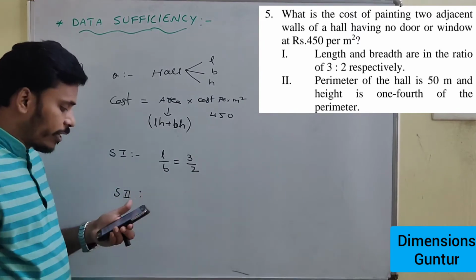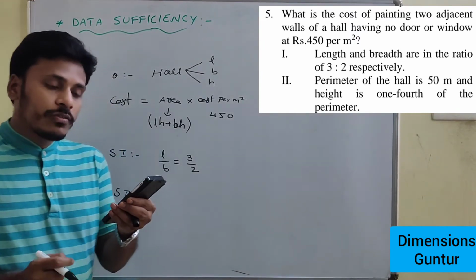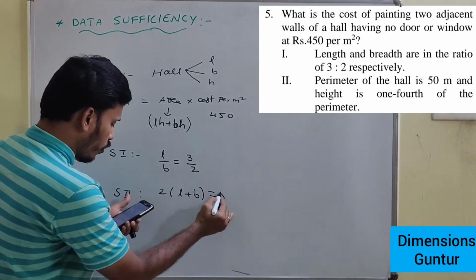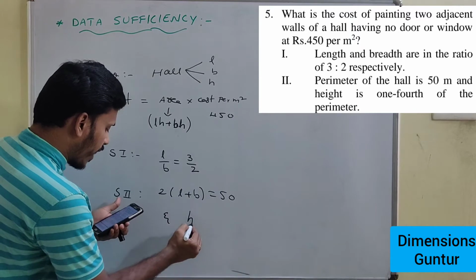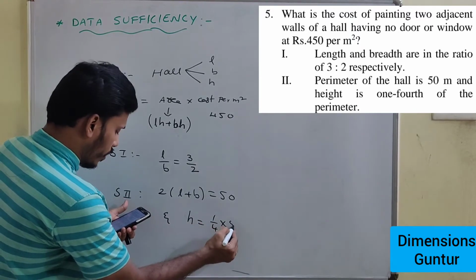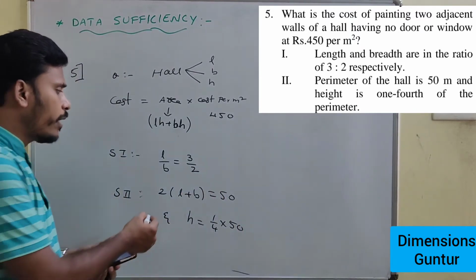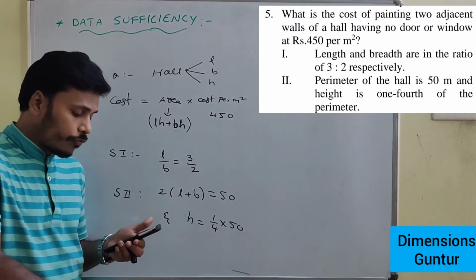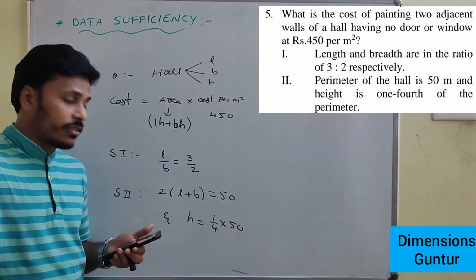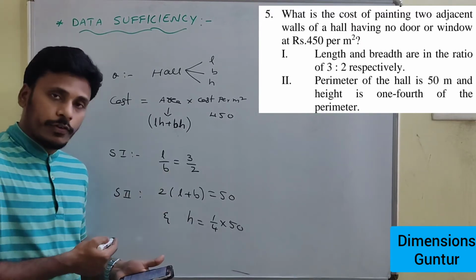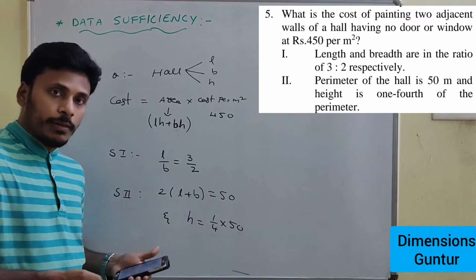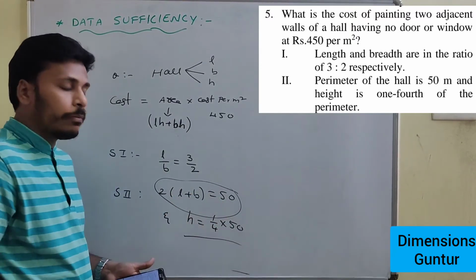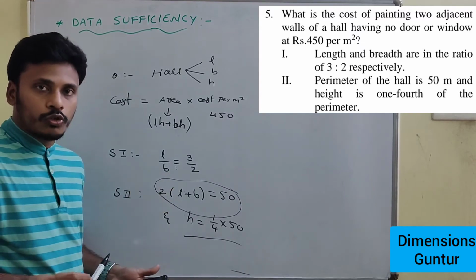Now think about statement 2. The perimeter of the hall is 50 meters. So 2 times (L plus B) is equal to 50, and height is 1/4 of the perimeter. Perimeter of the hall means the perimeter of the floor, as per the statement. So height is clearly given, but to find L and B from this statement, we need to use L by B equal to 3/2.